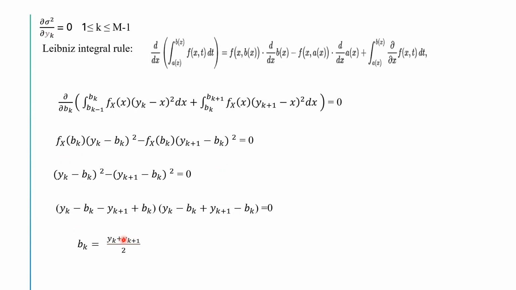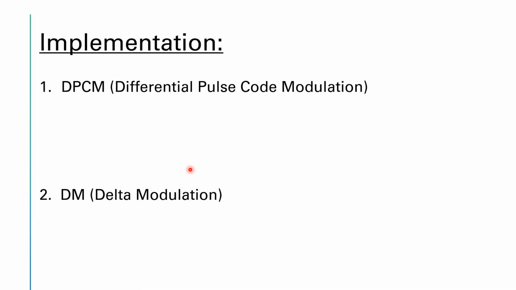After getting yk, this part will get cancelled, and yk minus yk plus 1 can't be equal to 0, so this part has to be 0. So we get to the same expression that we discussed earlier.